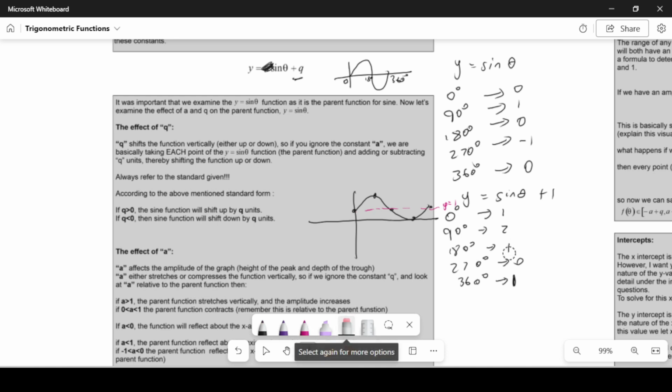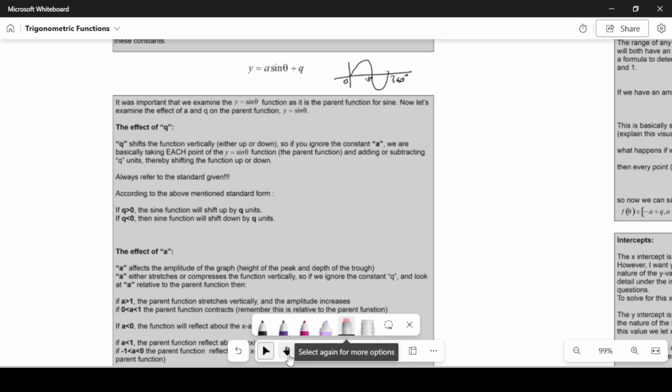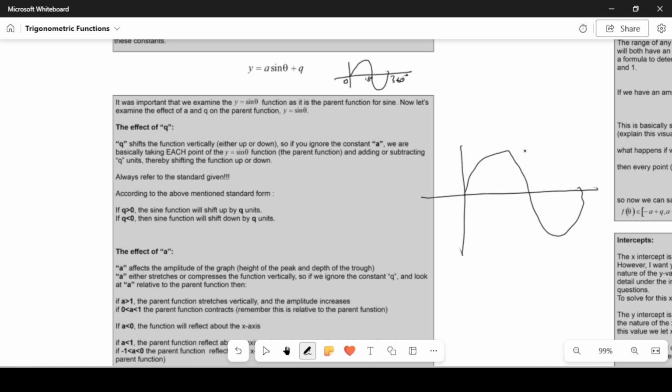Let's take this out. Right. Now let's look at the effect of A. A affects the amplitude of the graph. Now, that's a new word that we learned. The amplitude is basically this distance here, right? It's the displacement from what we call the equilibrium. So see this part here? This is what we call the equilibrium. It's the displacement from the equilibrium to the maximum, or the displacement from the equilibrium to the minimum, right?